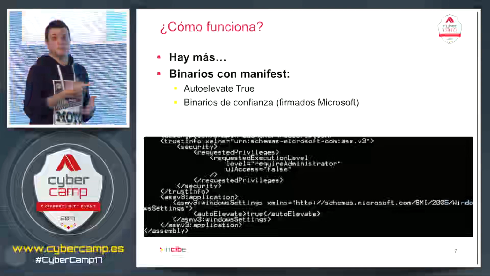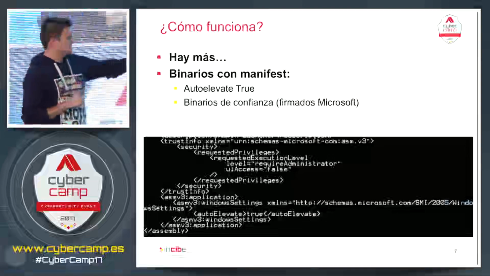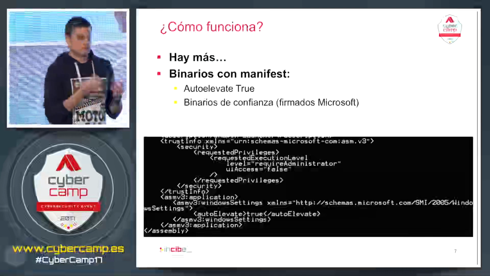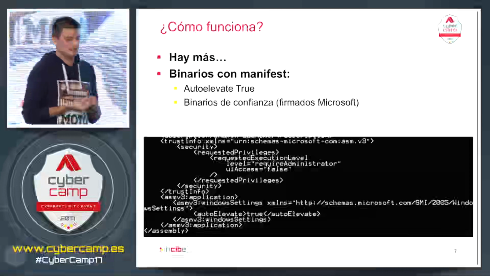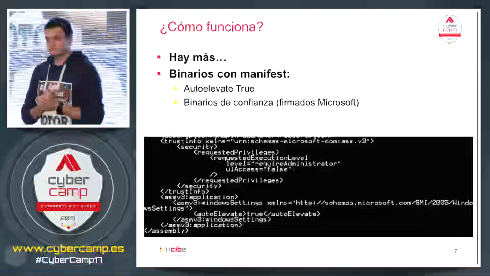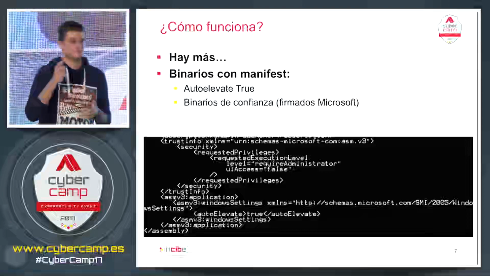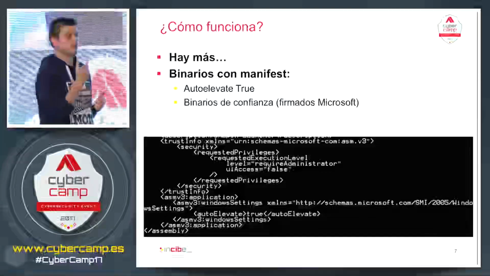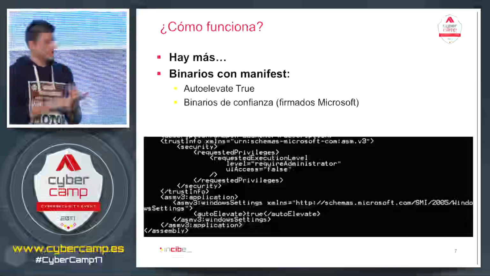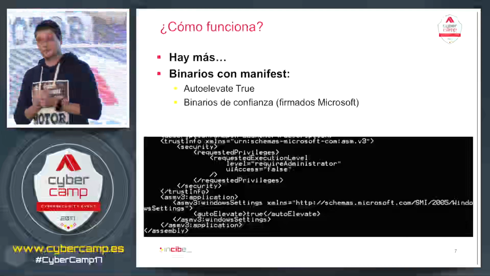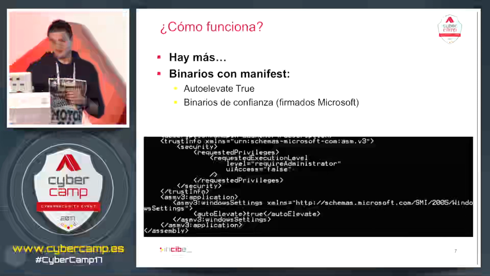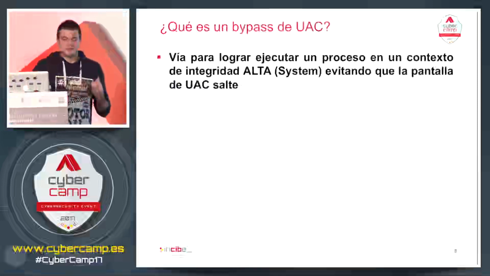Why? Because the manifests of these binaries signed by Microsoft have a parameter called auto elevate. So if you belong to the administrators group and you run one of these binaries, the UAC doesn't show up because it's a Windows binary. It's been signed by Microsoft and has this auto-elevate true element, so we trust that the binary is not going to do anything bad.